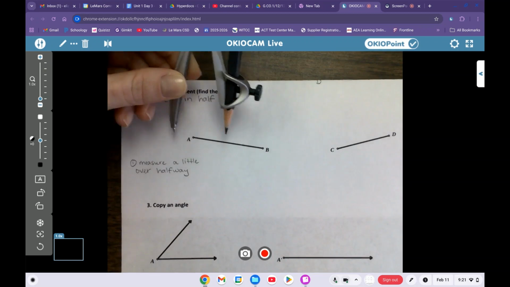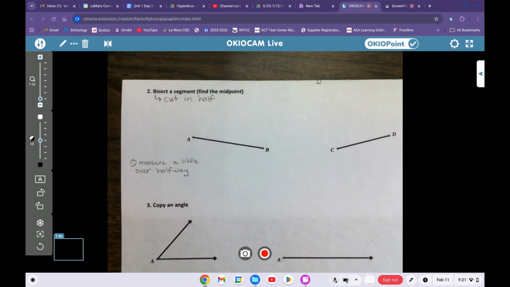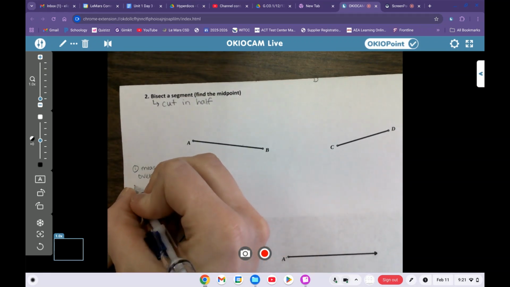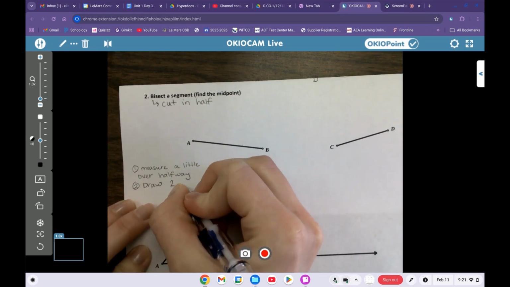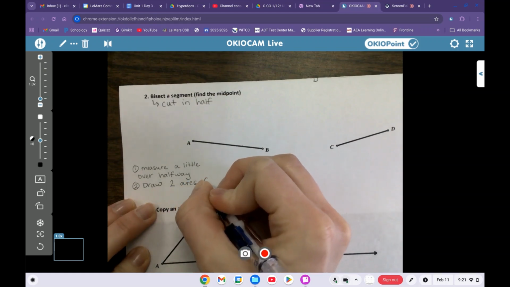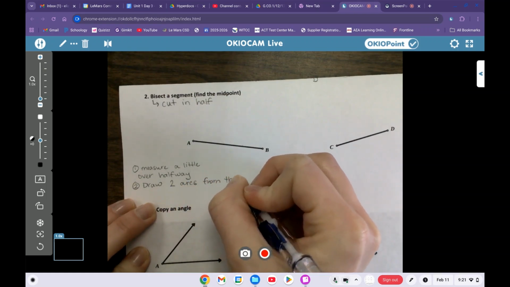Okay, so there's my compass setting. So then what I'm going to do, I'm just going to put this off to the side for a second. For step 2 is I'm going to draw 2 arcs from the endpoints.